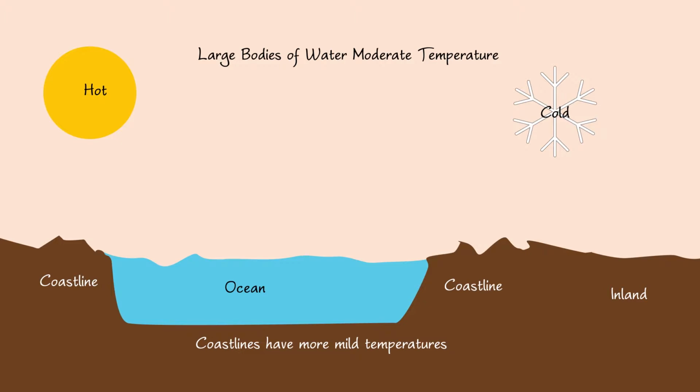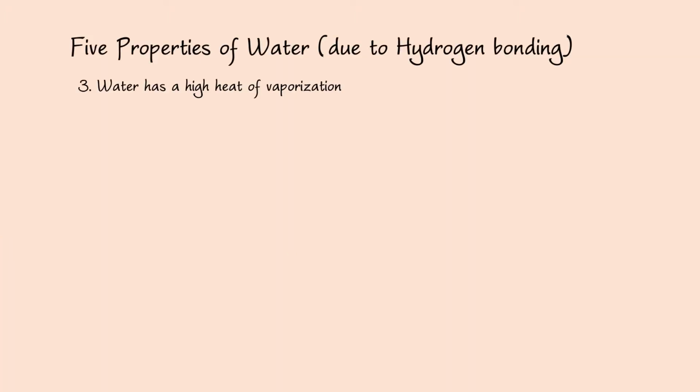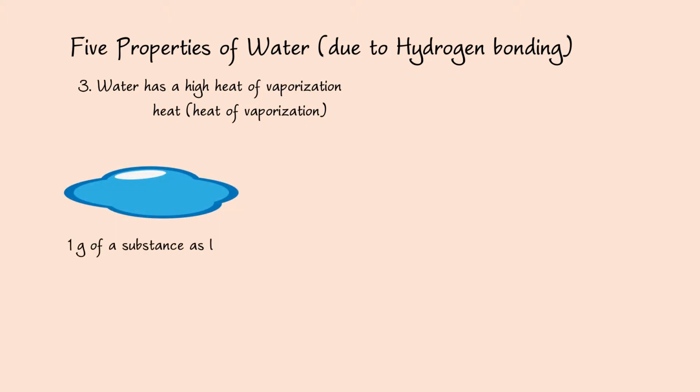Let's talk about the third property of water. Water has a high heat of vaporization. The heat of vaporization is the amount of energy required to transition 1 gram of a substance in its liquid to gas phase. Water has a high heat of vaporization because in order to vaporize, the hydrogen bonds in the liquid phase must be broken first.